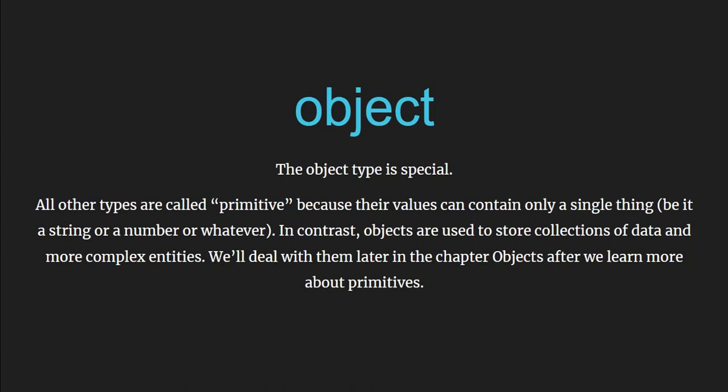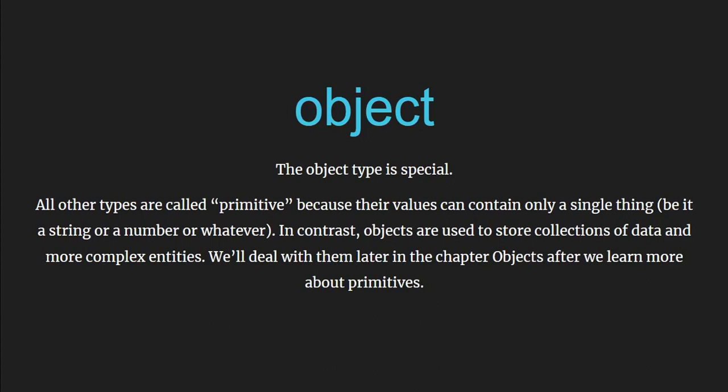Now the object type is very special, because it is not just a number, or only a string or boolean. An object is a different kind of data type. All the other types are called primitive because their values contain only one single thing. That's why a number can be a number, a string can be a string, or a boolean value can be a boolean value.